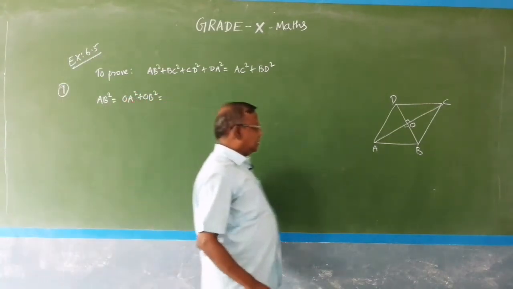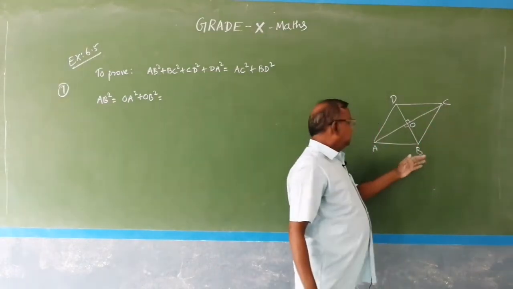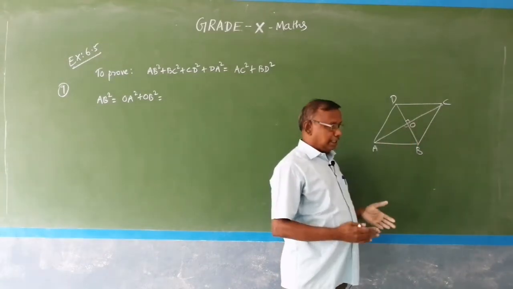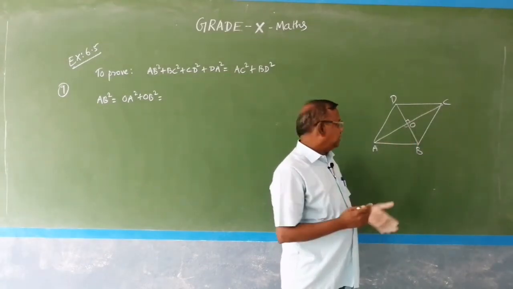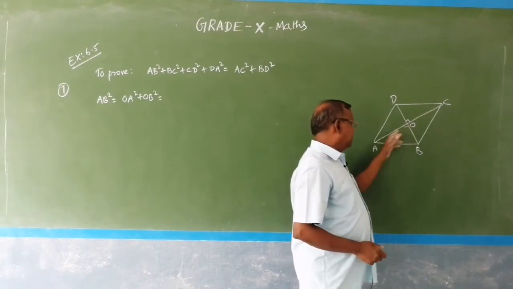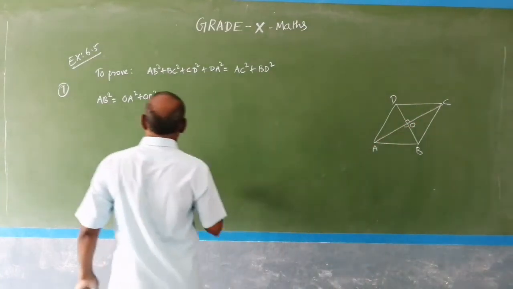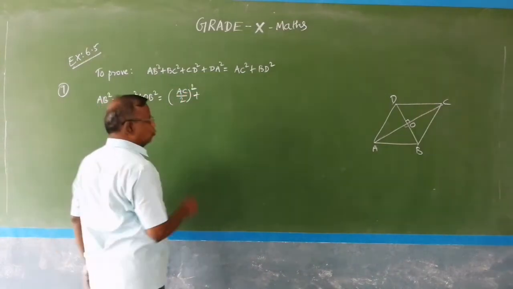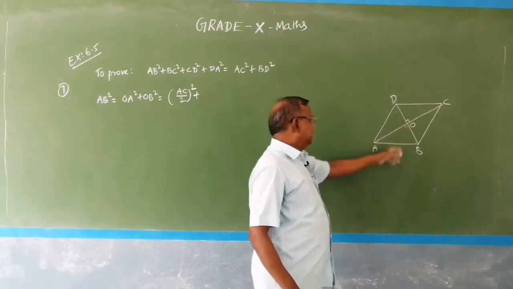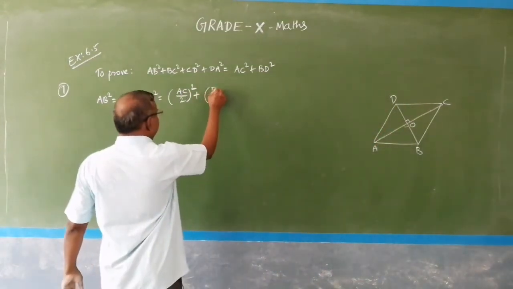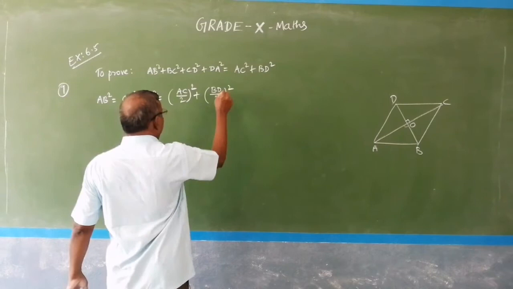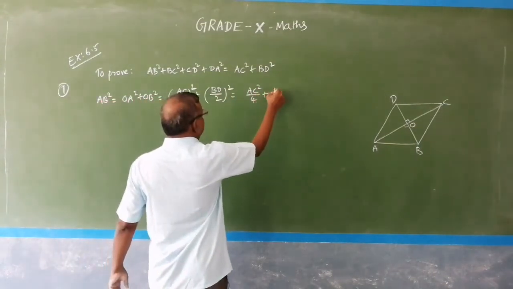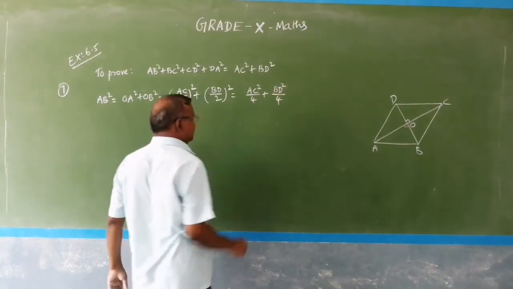But OA is half of AC, because the diagonals bisect each other. In the rhombus, the diagonals intersect at right angles as well as bisect each other. Therefore, OA equals AC by 2, the whole square, plus OB is half of BD, that is BD by 2 the whole square. That is equal to AC square by 4 plus BD square by 4.